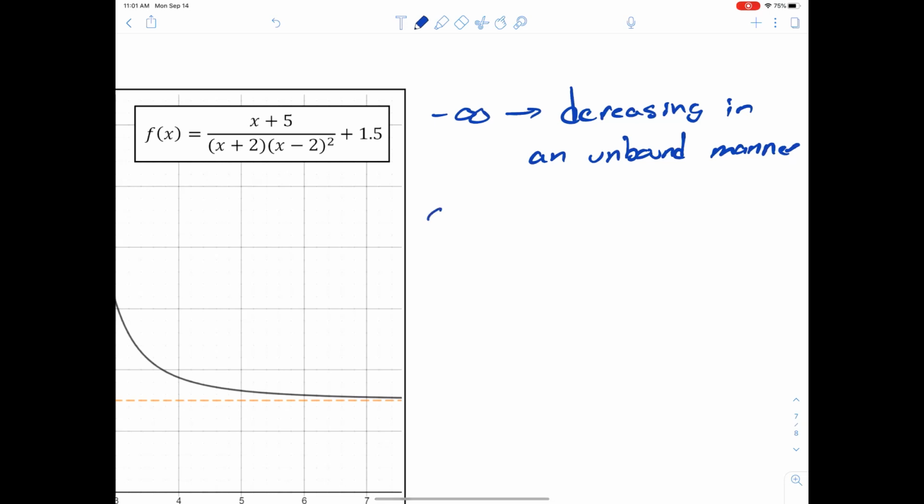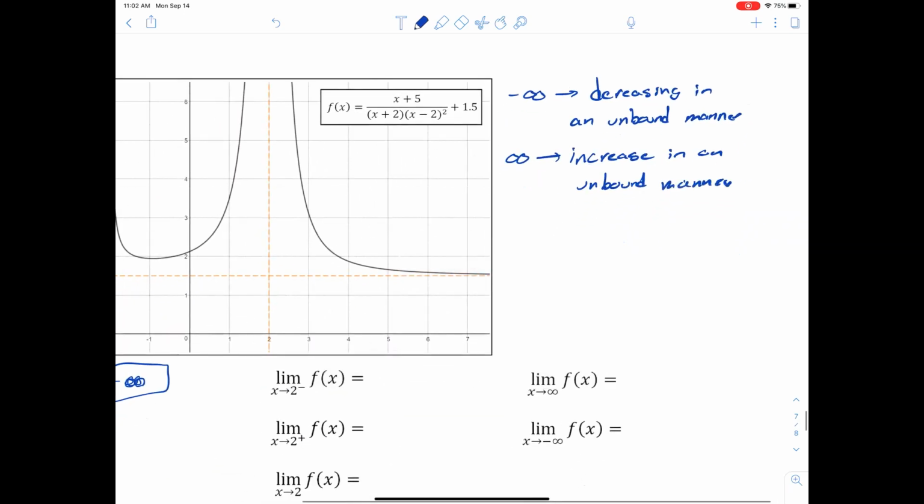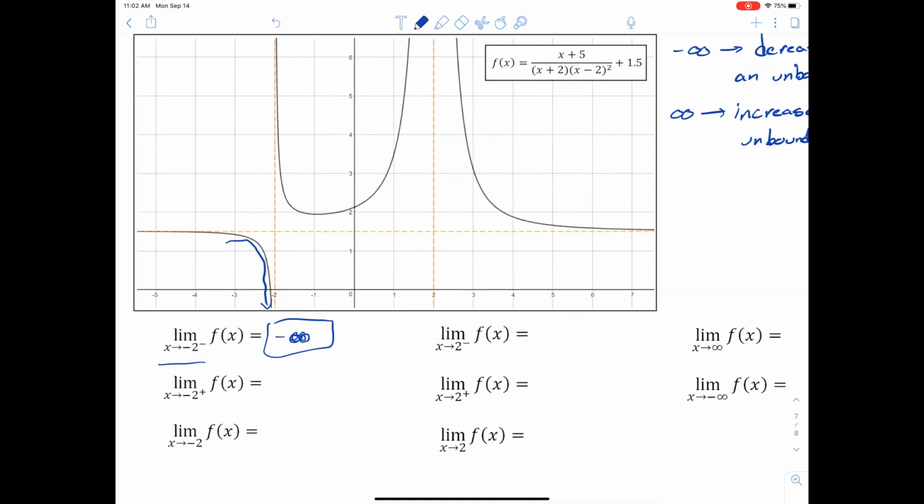So just the converse of that, or the opposite of that, would be that if I put down an answer that says infinity, that to us means that it is going to increase in an unbound manner. Okay, so those two definitions of infinity, that symbol, infinity and negative infinity. Remember, infinity is an idea, not a number.